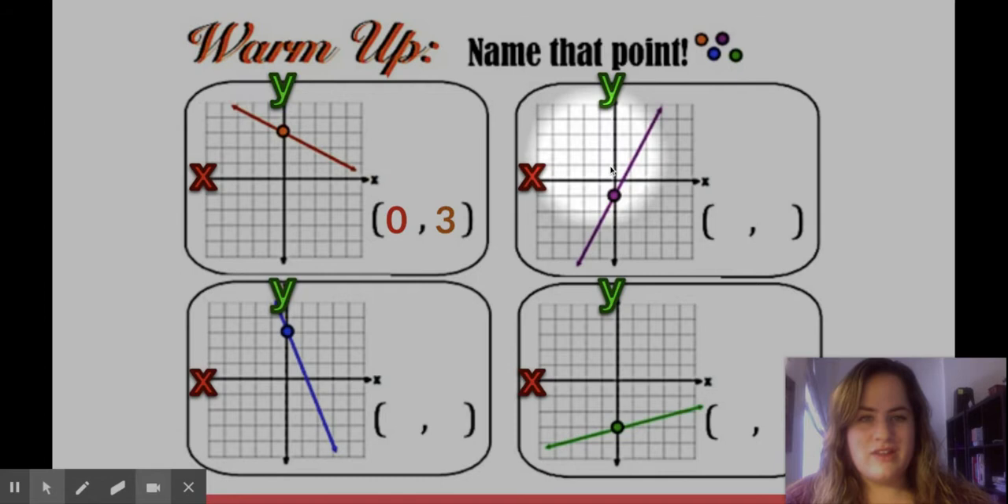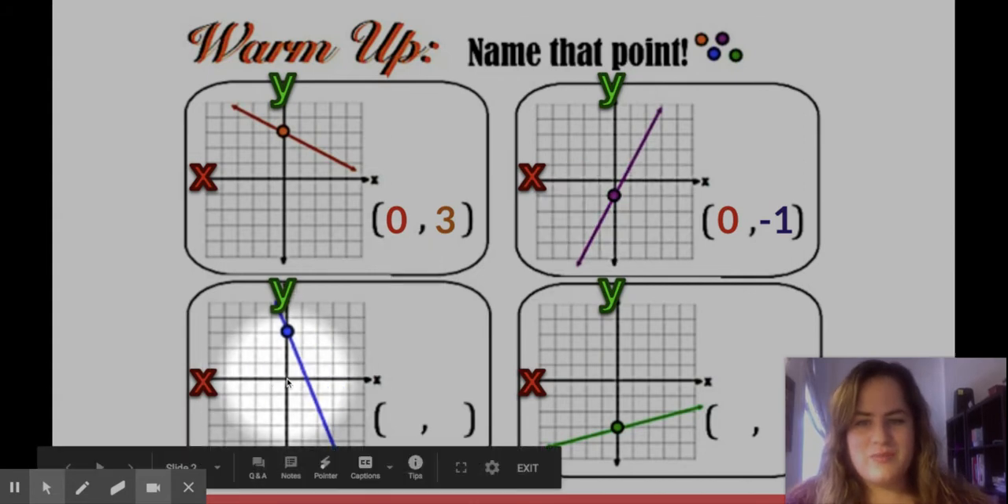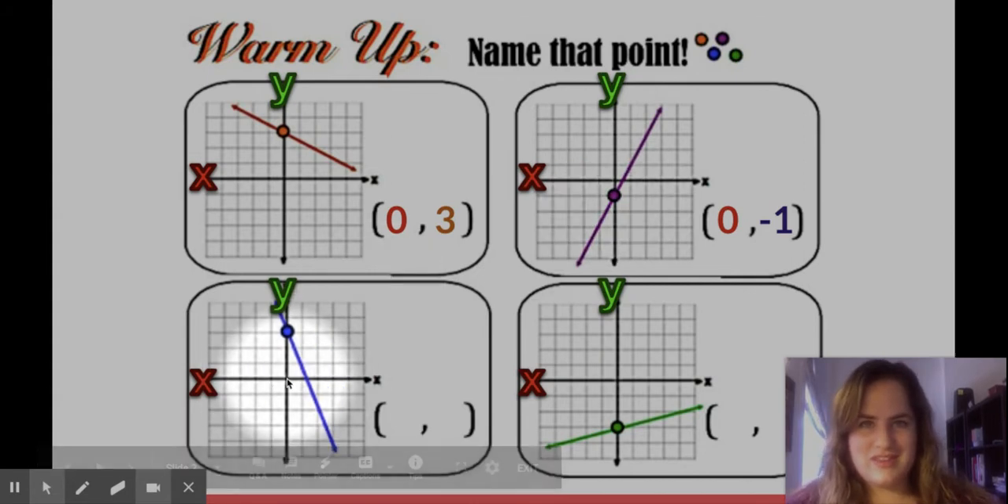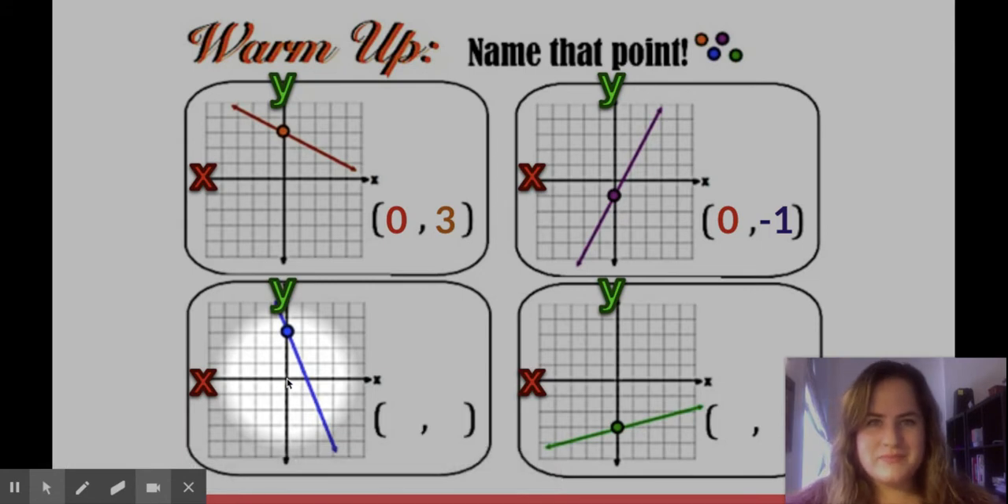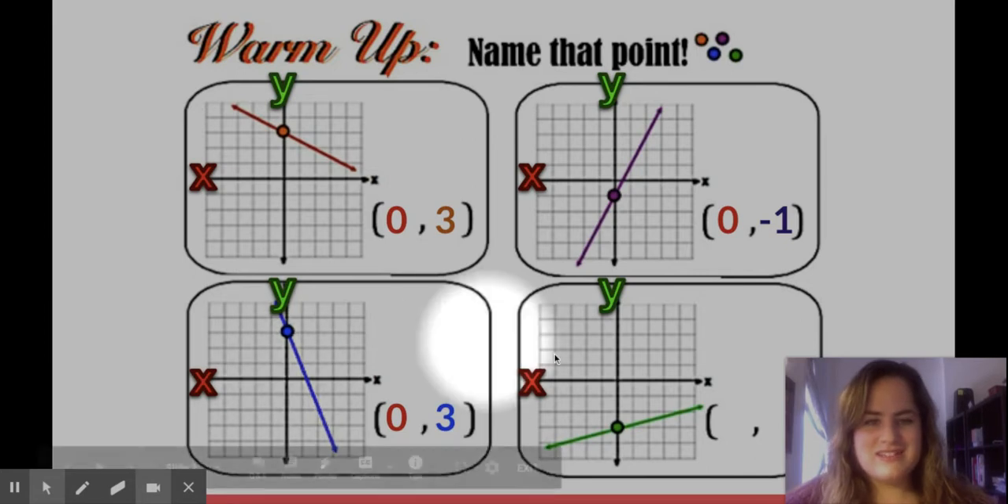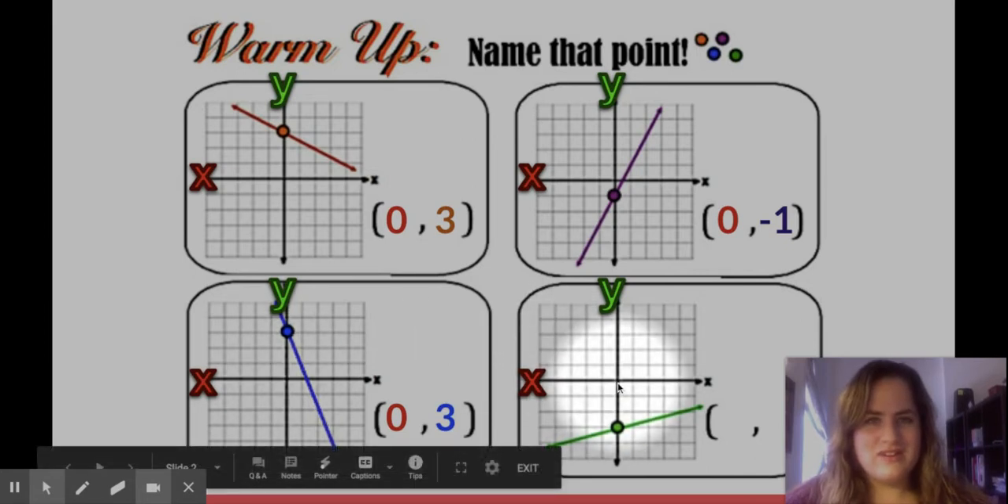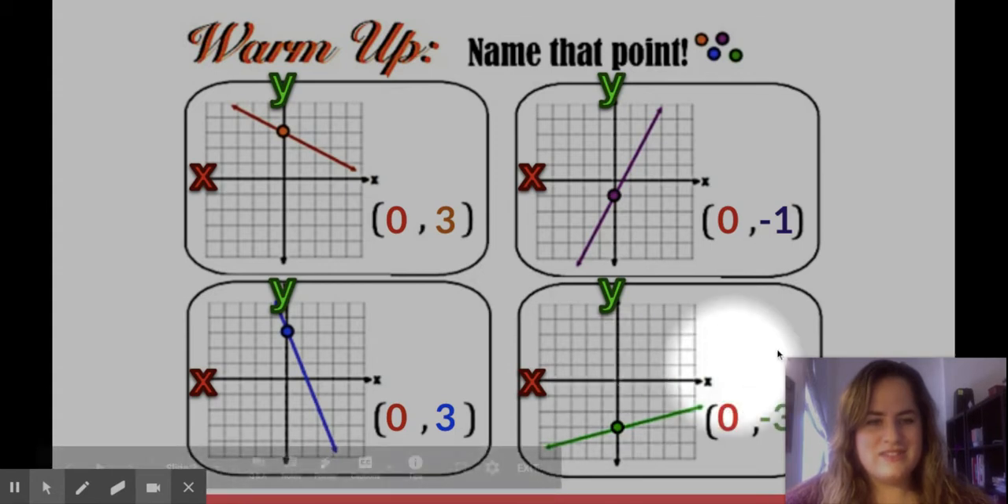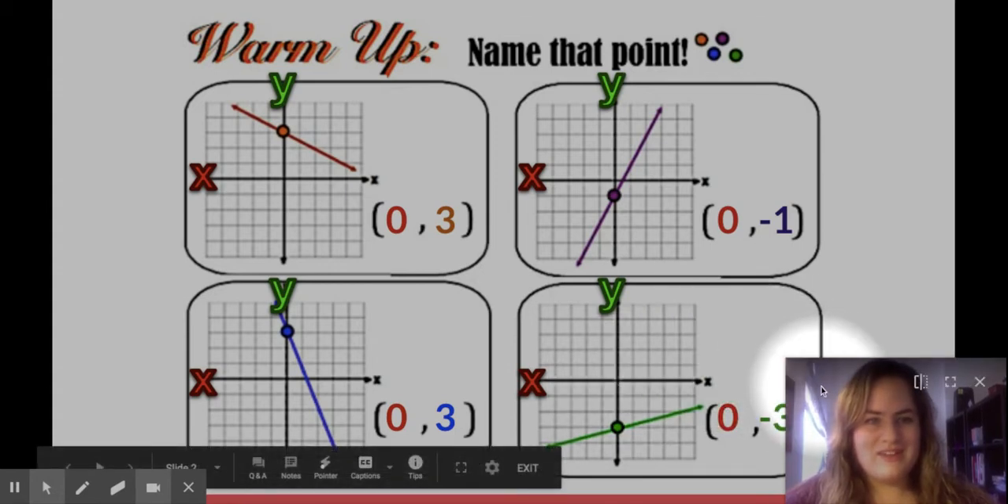So let's try the purple one. Once again, I can't really go anywhere for my x, so that would be 0. Then I count down 1 space for my y. Because it's below the x-axis, it's going to be -1. All right, let's try another one, the blue. What do you think the coordinate would be for that point? And if you said (0, 3), you're correct. And let's try the green one. And if you said (0, -3), you would be correct.